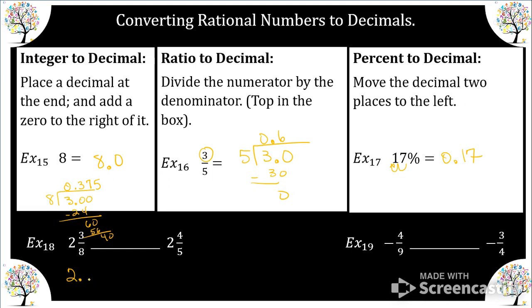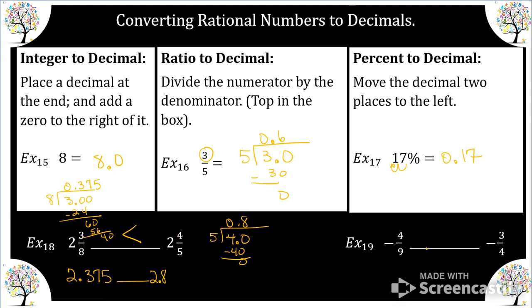So we have 2.375, and we're going to compare it to 2 and 4/5. Again, top goes in the box, so we're going to divide 5 into 4.0. Again, we're going to have 2 point something. 5 goes into 40 8 times. So we have 2.8. So we can compare these. The 2's are the same. Then we look at the tenths. 3 is less than 8. Therefore, 2 and 3/8 is less than 2 and 4/5.